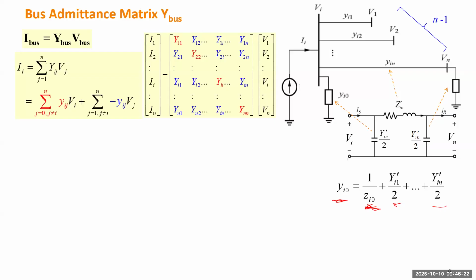So if this bus is connected to many, let's say five other substations, it will have at least 6 items. The first item is actually the impedance to the ground, and the other items will be from the admittance from the other 5 substations.